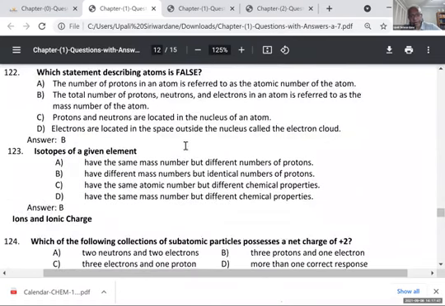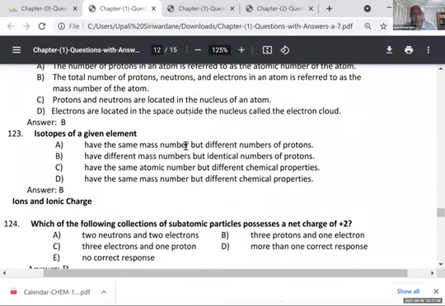Number 123. Isotopes of a given element have the same mass number, that's not true. Have the same atomic number but different chemical properties, not true. Have different masses but identical number of protons. That's the correct answer, B.